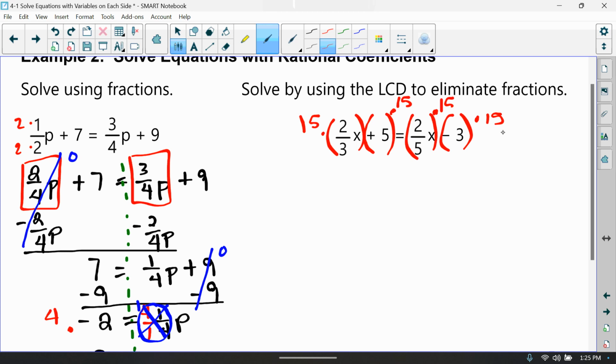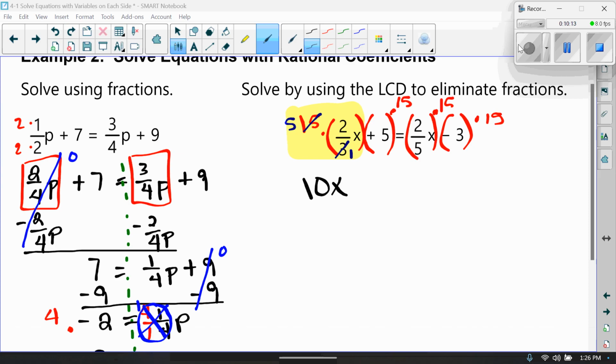Okay? So for the first one, we have 15 on the top and 3 on the bottom. We can simplify that, right? So 3 divided by 3 is 1, and 15 divided by 3 is 5. Let me highlight so you can see the first term. Here's my first term. So this says 5 times 2 times x. What's that? 10x. Very good. So our first term is 10x.